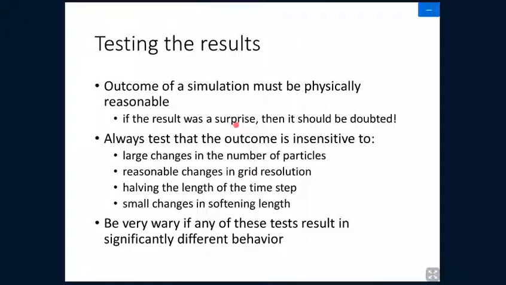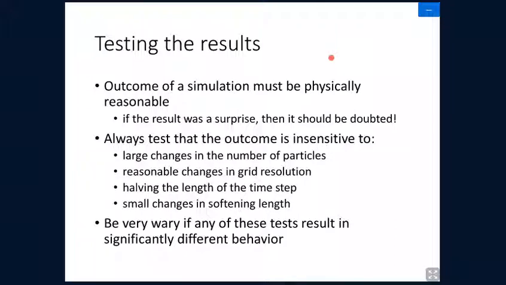So I think this is my last slide, actually. The outcome of the simulation must be physically reasonable. If you run a simulation and you do not understand why it did what it did, then you should be extremely concerned about that. Because if it's not physically reasonable, it's possible that the result was compromised by some artifact in the simulation, and you really need to understand that. So the moment that you get a surprise result from a simulation that doesn't seem physically reasonable, then you should begin immediately to worry whether it is correct.